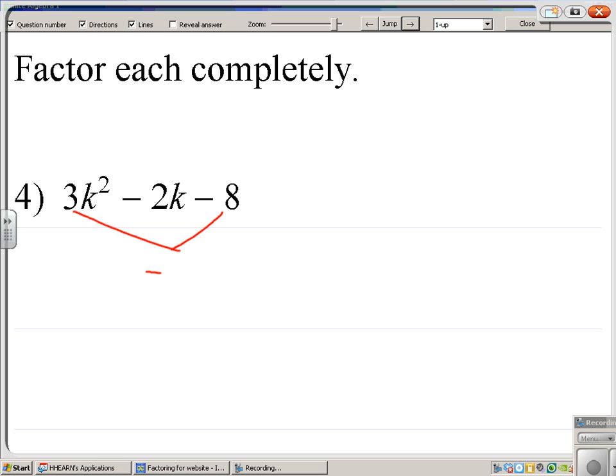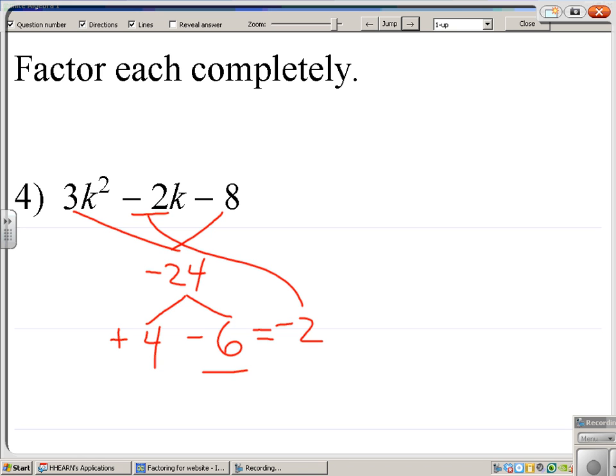Positive 3 times negative 8, negative 24. I need magic numbers that multiply to be a negative. 1 plus, 1 minus. And add up to be what? Not 2k, but negative 2k, or negative 2. So if my signs are opposing, positive and negative, I need two numbers that multiply to 24 and subtract to be 2. 1 and 24, no. 2 and 12, no. 3 and 8, no. But 4 and 6, yes, provided the 6 is the stronger term. I make the stronger term negative.